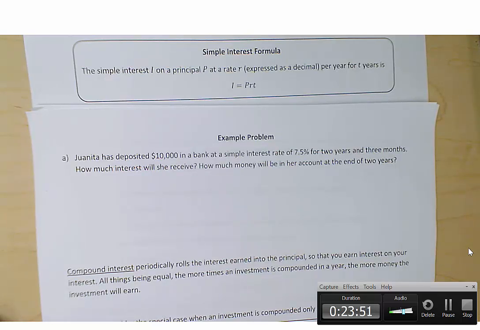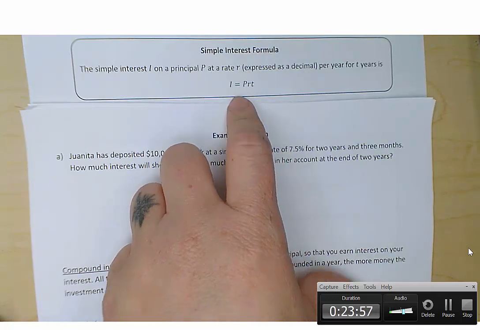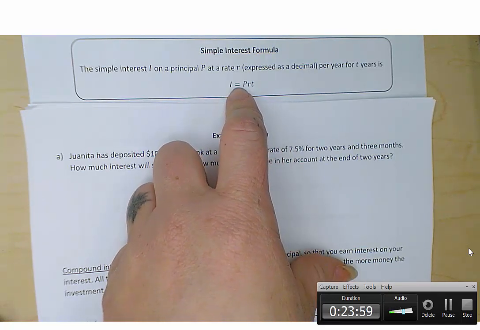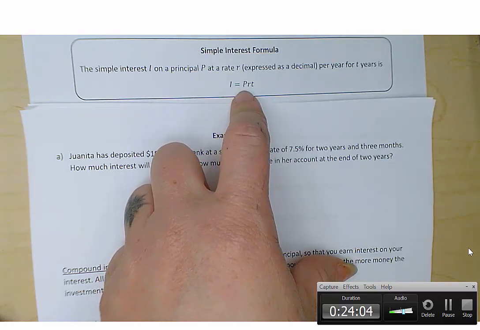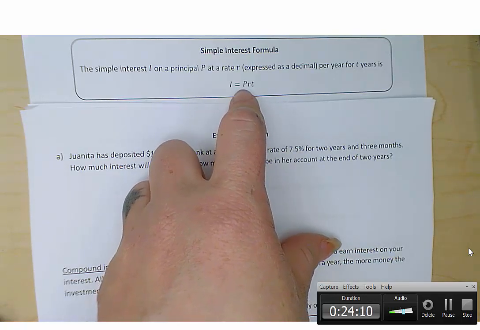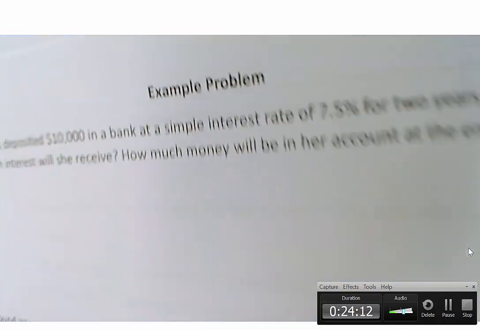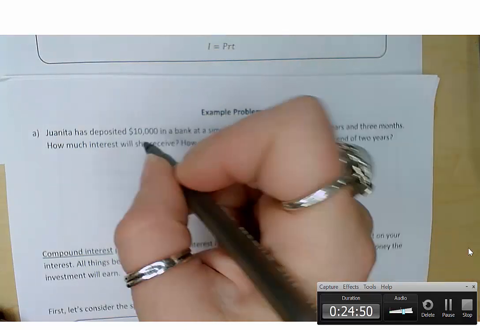So we're first going to talk about simple interest. The formula for simple interest is equal to the principal times the rate times the time. The principal is the amount of money that you're either investing or borrowing. The rate is your percent. Make sure that your rate is always written as a decimal, and time should always be converted to years.